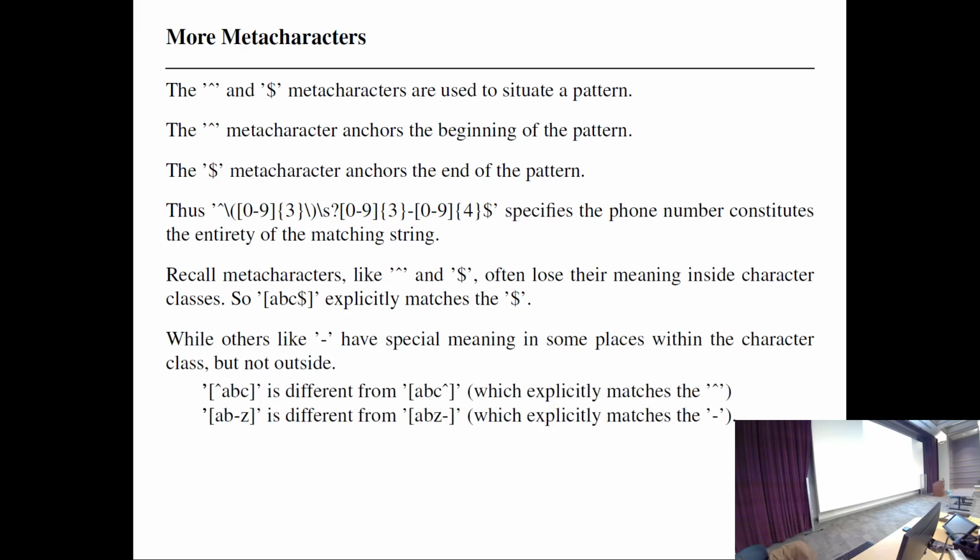So, caret ABC means anything except the characters ABC, because the caret is a special character in the brackets. But ABC caret means only match characters ABC or caret, because the caret is not in the first position. A, B through Z means match any characters A or B through Z, but A, B, Z, hyphen, like the caret, the hyphen is no longer a range when it appears at the end of the character class, because there's nothing behind it, nothing past it. It's just the way it is.